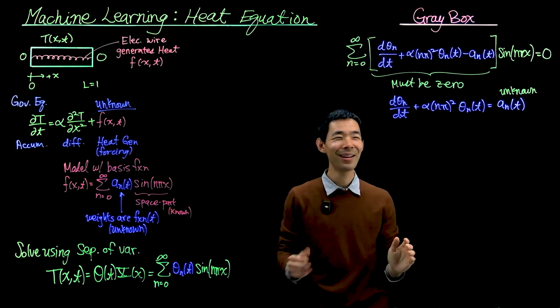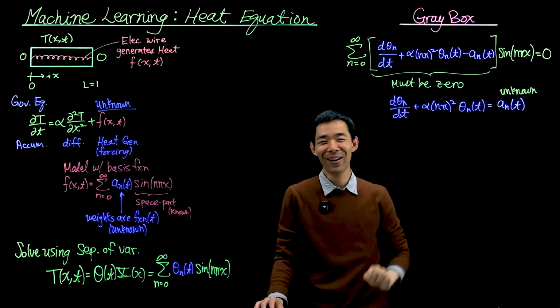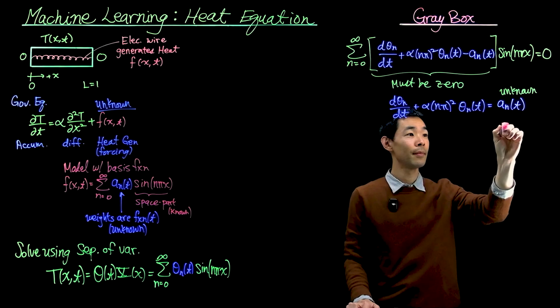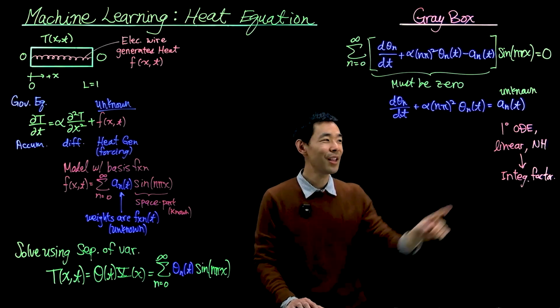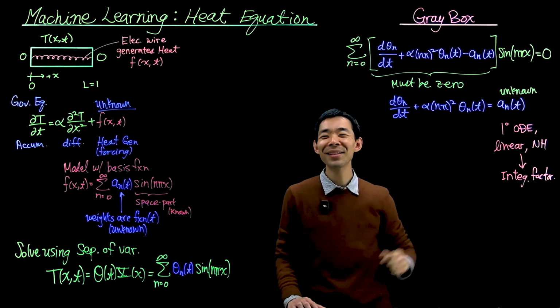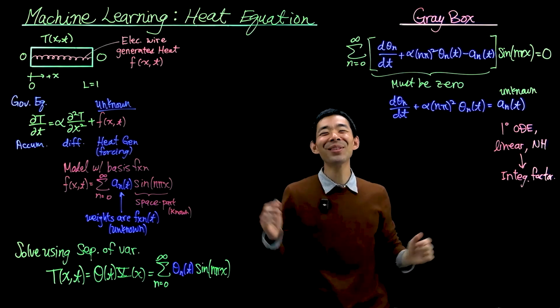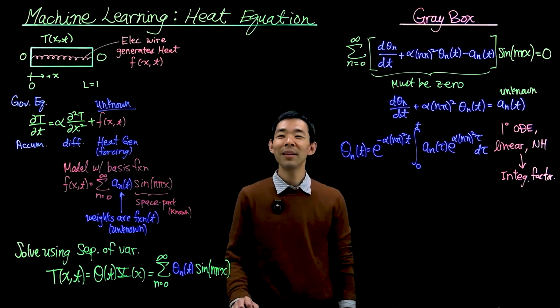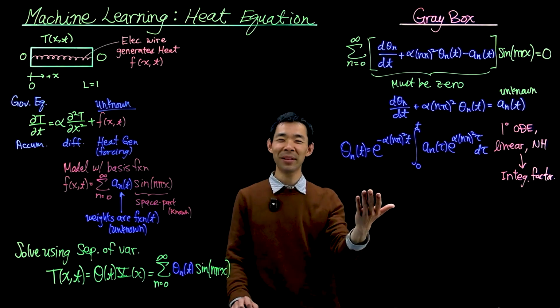No big deal, because you can solve this equation very easily. This is, in fact, probably the very first differential equation you ever solved in your life. This is just a first-order ODE, linear, and it's non-homogeneous. So we could just use the integration factor. Let's just write the solution down. You'd get a solution that looks something like this.